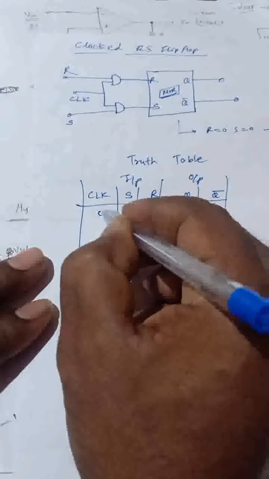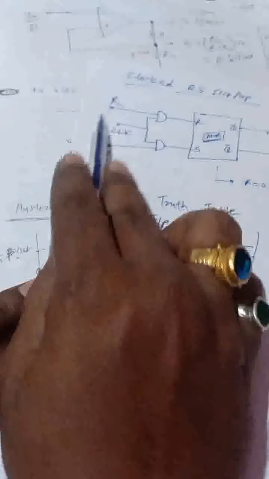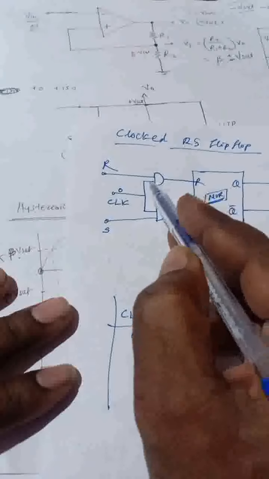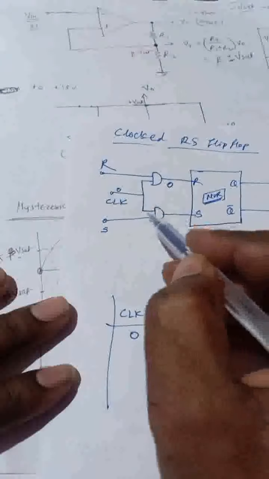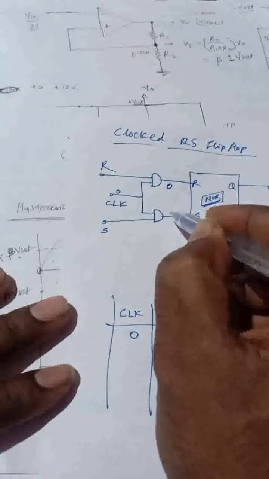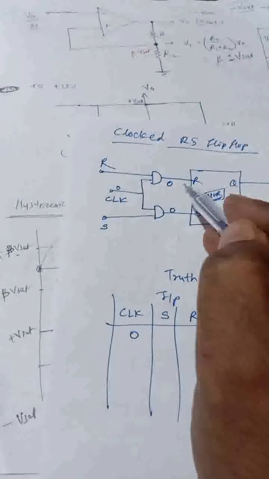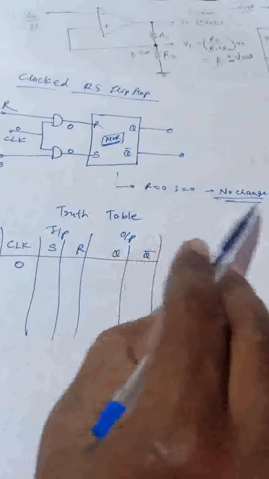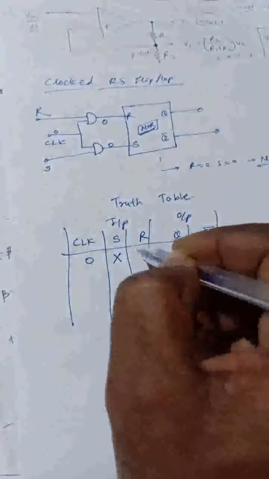Consider if clock is 0. If clock is 0, it means whatever the change is, it is not transferred to the output. Why? Because when clock is 0, if one of the inputs of the AND gate is 0, you will get output 0. So if clock is 0, both outputs of the AND gates are 0, and S0 R0 is the no change condition.